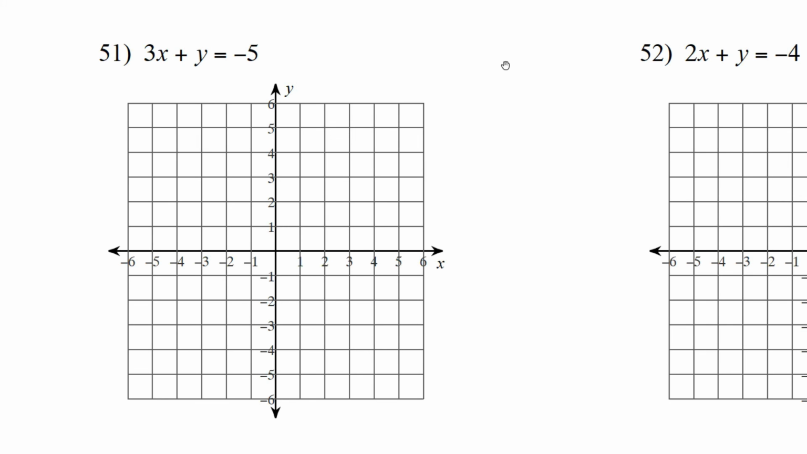Okay, in the last 10, you're just combining step 1 and step 2. Solve for y and graph. That's all you're doing. Solve for y and graph. That's it. So combine section 1 and section 2 for the last 10. Hopefully this helps.